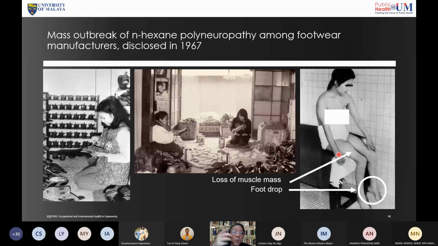So look at what happened. N-hexane is one of the solvents. Actually, why is there N-hexane? Anyone? Why is there solvent there? What's the use of solvent in this context? Of course, in a previous context, benzene is used as a degreaser. In this context, what's the use of N-hexane? Anyone?